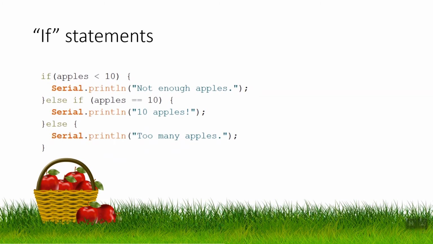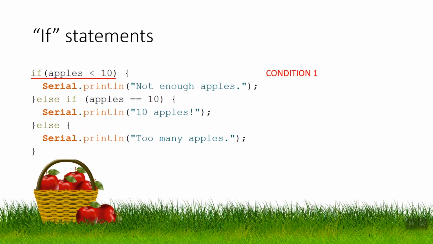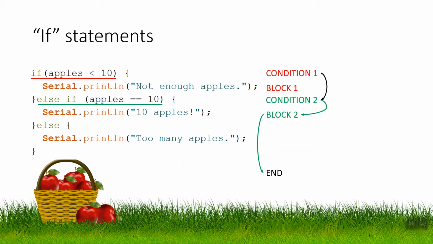So to break this down, if condition 1 is true, only block 1 is executed, and then we end the statement. If it's false, and condition 2 is true, then only block 2 is executed, and we end the statement. If condition 1 and condition 2 are both false, then we move to condition 3, and only block 3 is executed, and then we end.